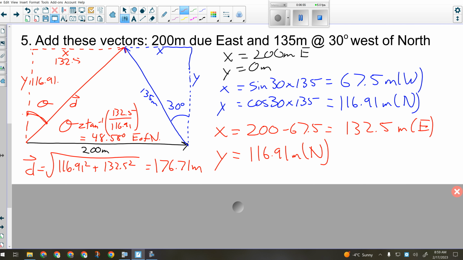All right, so I've got 2 significant digits, so I'm going to be looking at an answer here of 1.8 times 10 to the 2 meters at 49 degrees east of north, or at 41 degrees north of east, if you drew the triangle the other way.